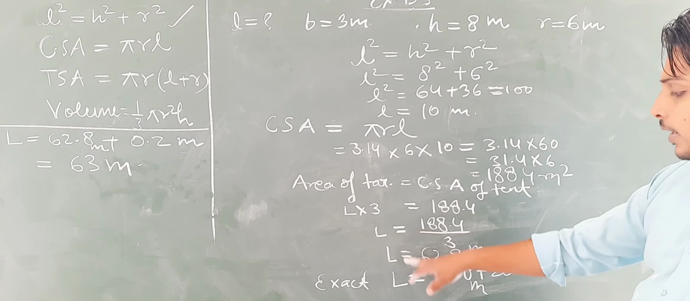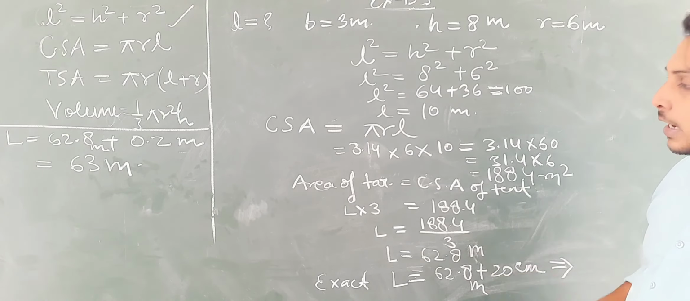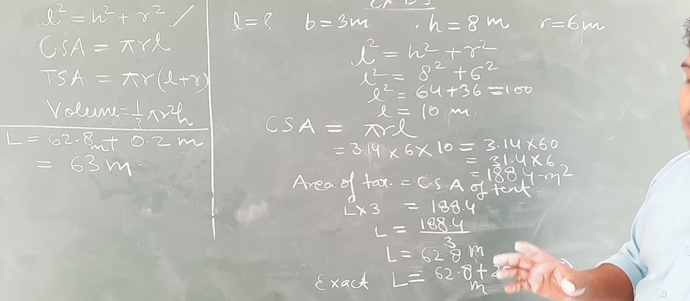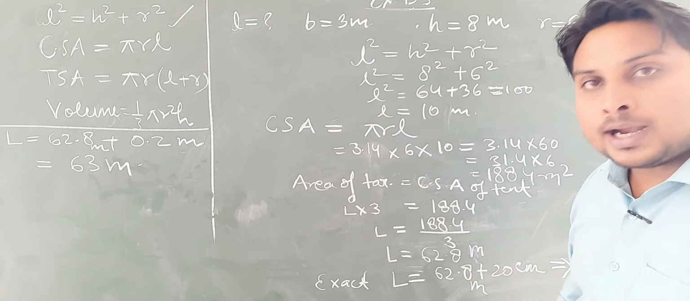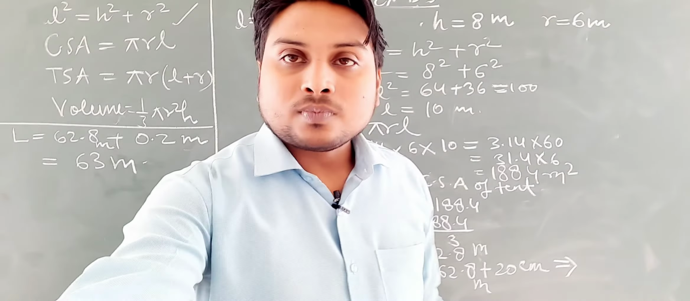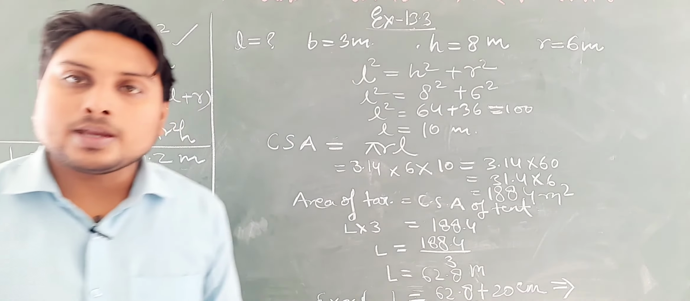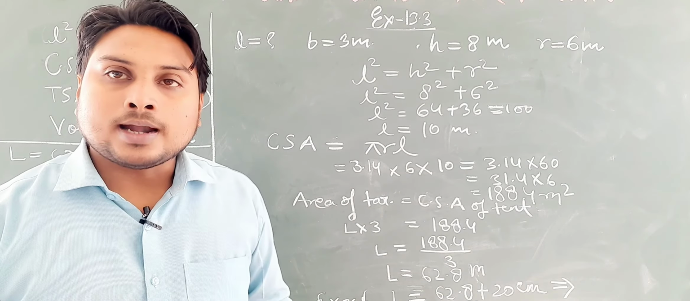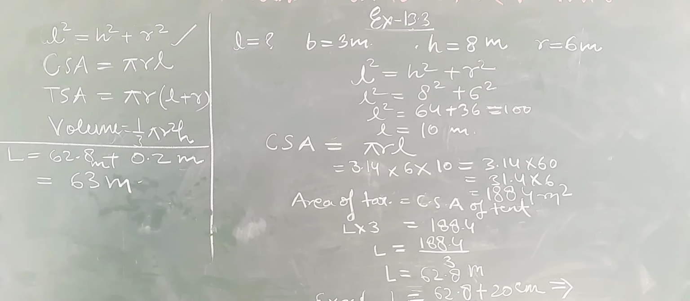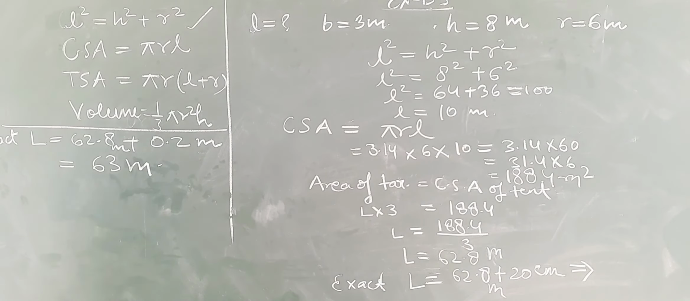After finding L as 62.8, in the question it is said that there is some wastage. That wastage you have to add in the length also, because there was some wastage in making this cone, and in the last step you have to add the wastage so that we can find the exact value of the length. So students, you can pause the video and note down the solution of this question.